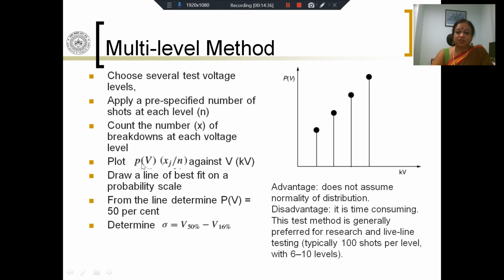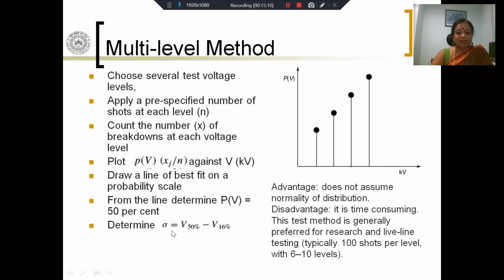So suppose out of n, you have xj number of breakdowns. Then plot the probability P(V) as xj by n against voltage. So on the y-axis, you have the fraction xj by n, where xj is the number of failures and n is the total number of shots. And on the x-axis, you have the voltage in kV. Draw a line of best fit on a probability scale. From the line, determine the voltage at which the cumulative probability is 50%.